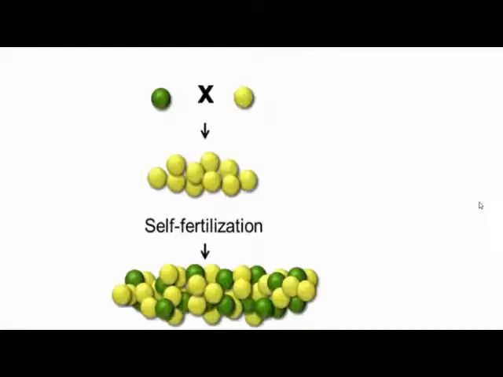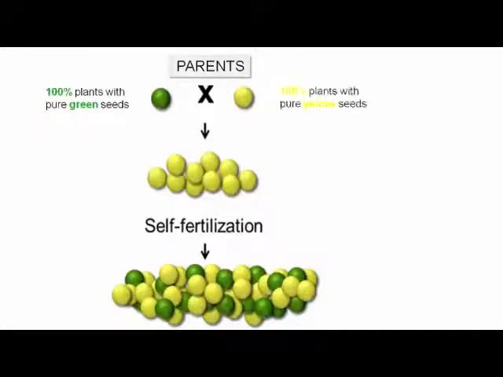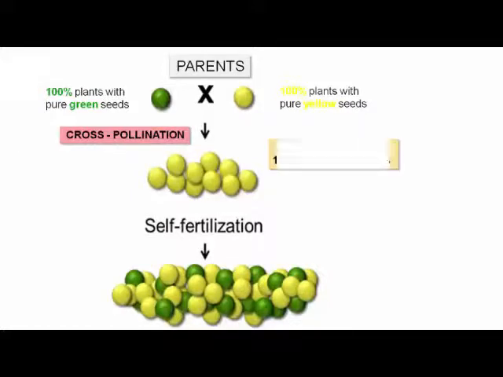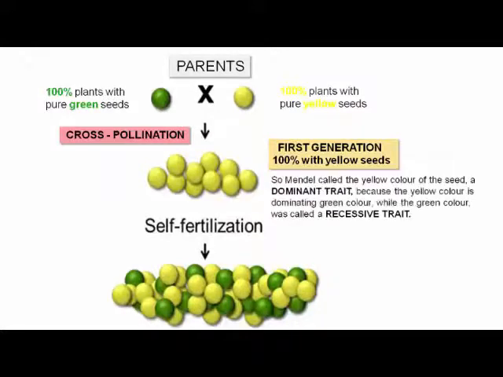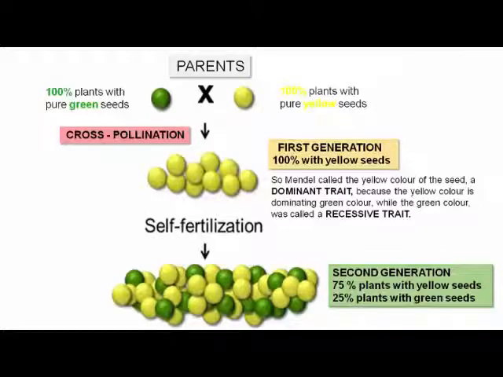We can summarize the previous Mendel's experiment in the following figure. Parents: 100% plants with pure green seeds, 100% plants with pure yellow seeds. They go through cross-pollination, and then all the produced plants of the first generation have 100% yellow seeds. So Mendel called the yellow color of the seed a dominant trait because it's dominating green color, while the green color was called a recessive trait. On the second generation, the produced plants are 75% with yellow seeds and 25% with green seeds.